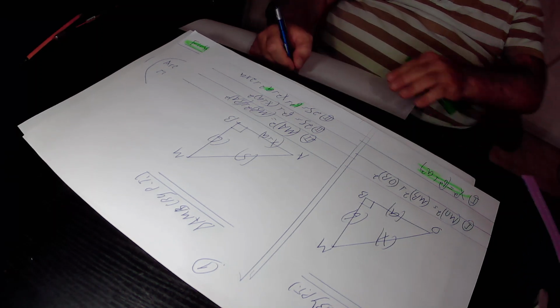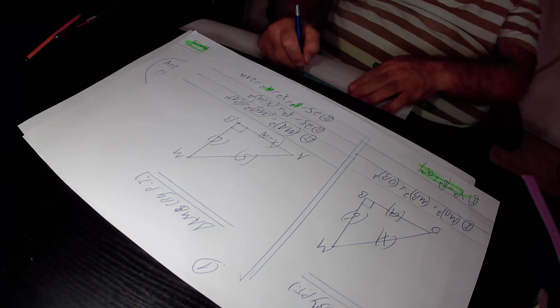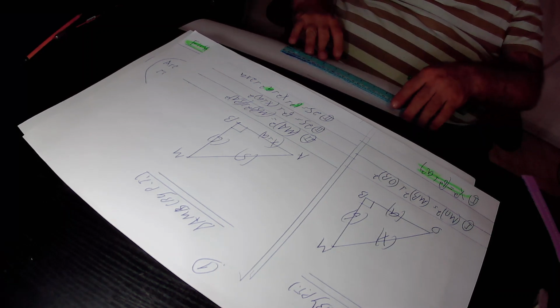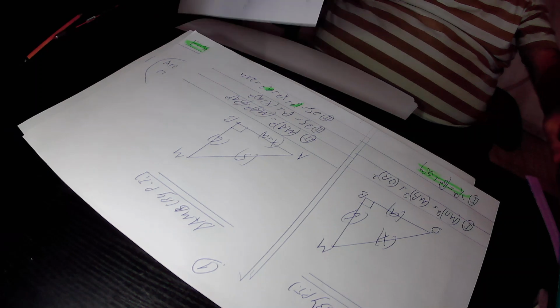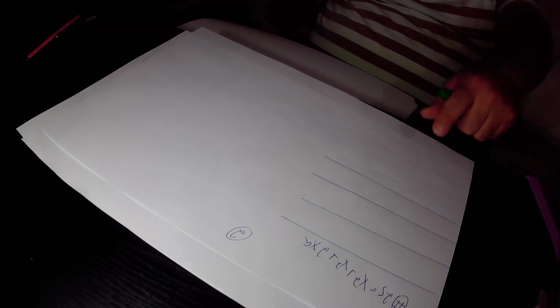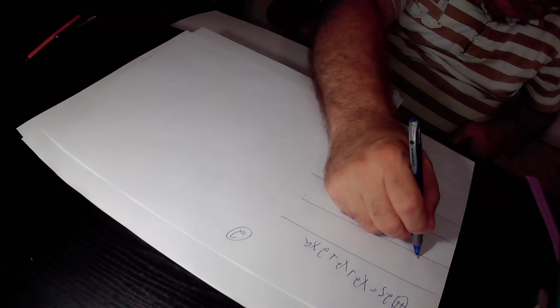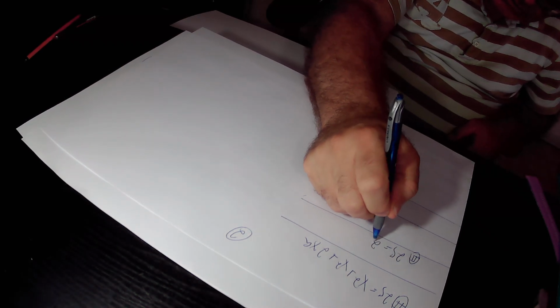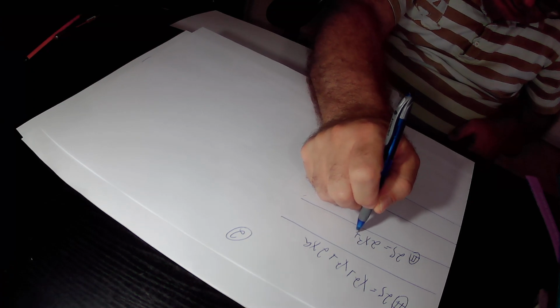So in total, according to equation 2, we actually found out that 25 equals x square plus 2xa. So 25 equals x square plus x square, which is 2x square, plus 2xa.